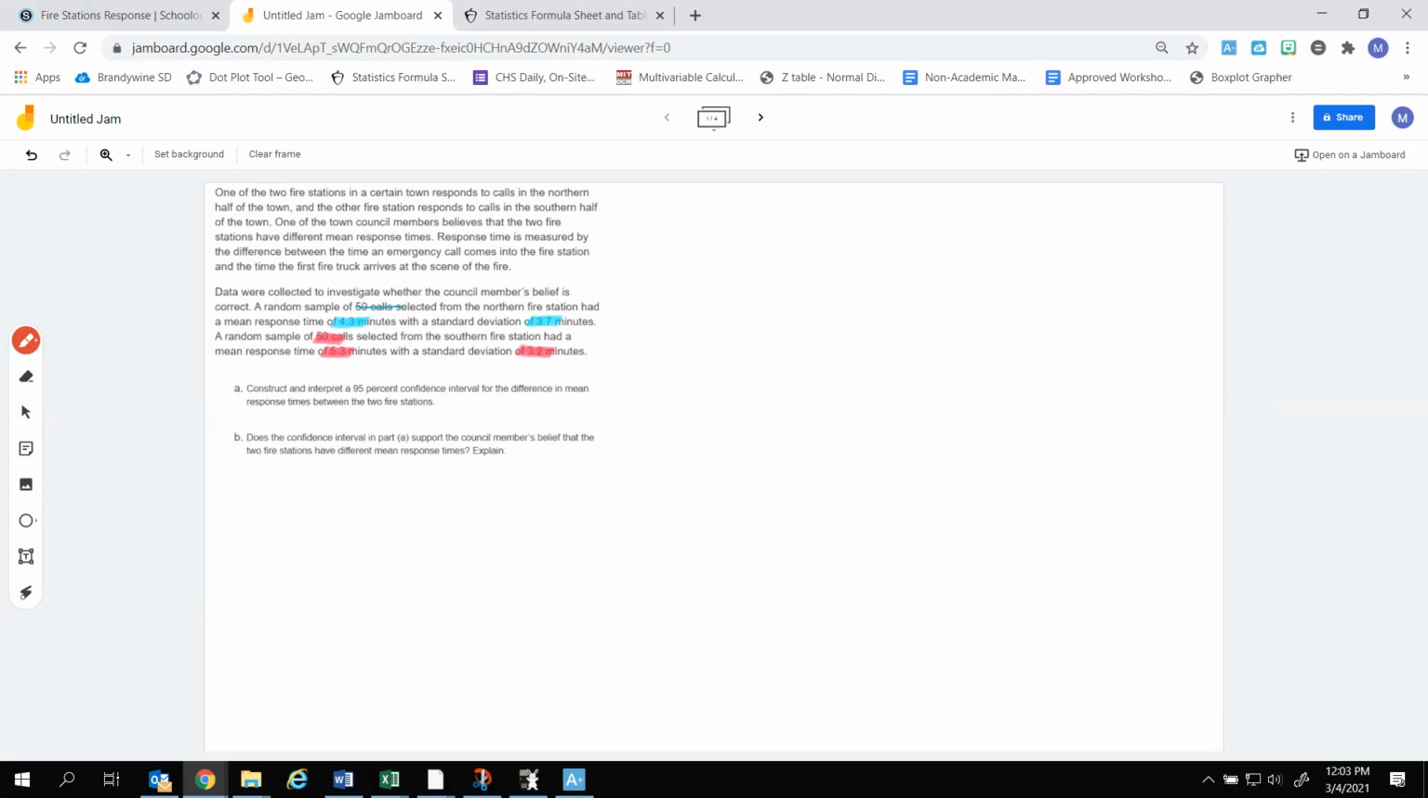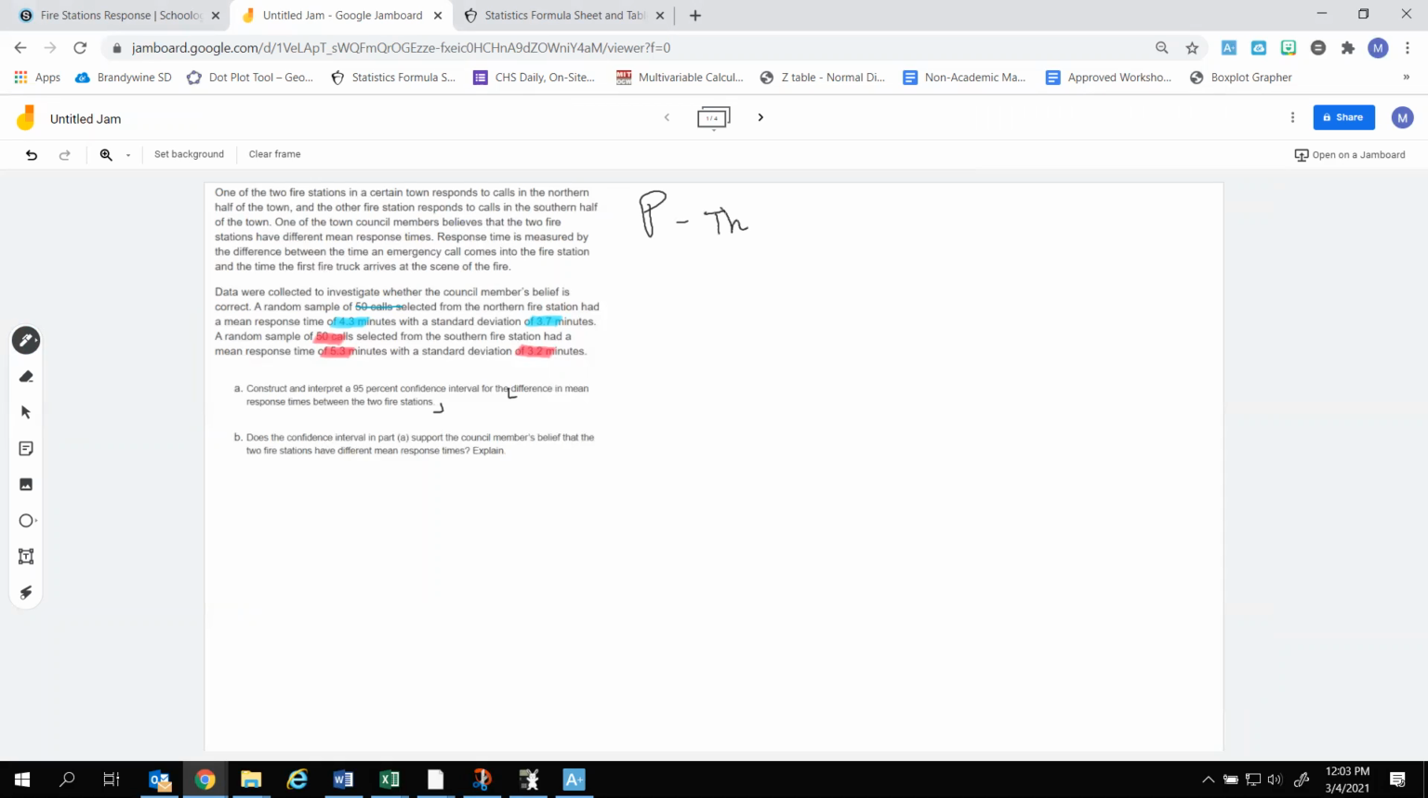Construct and interpret a 95% confidence interval for the difference in mean response times between the two fire stations. Once again, because we don't have the same people calling each fire station or anything like that, these are just two totally independent samples. My parameter of interest is the difference in mean response times between the two fire stations.